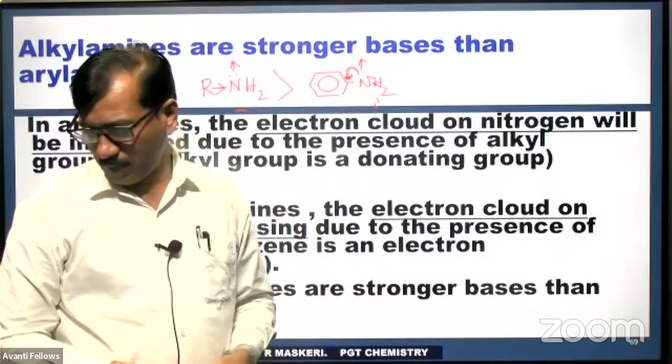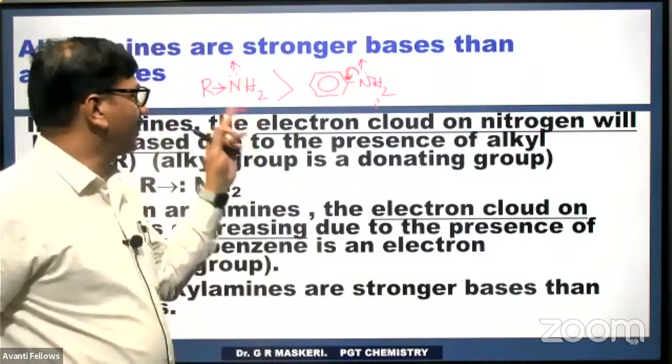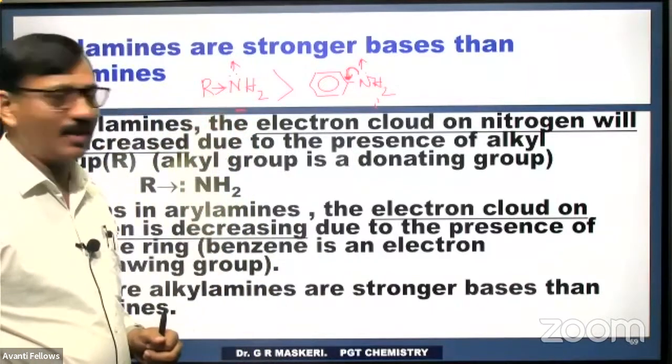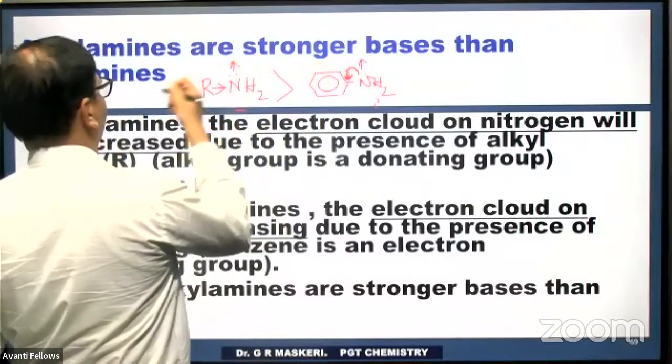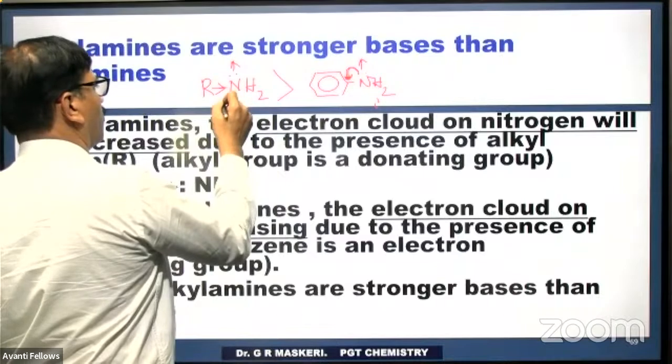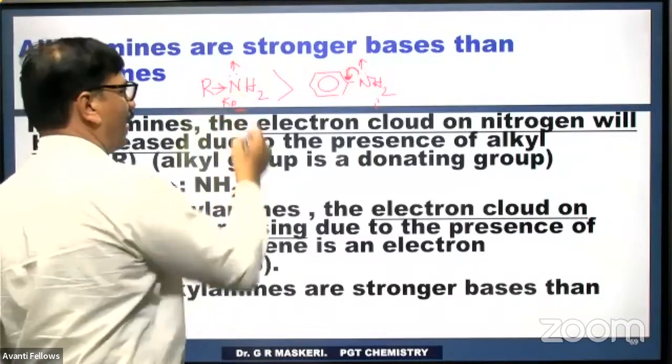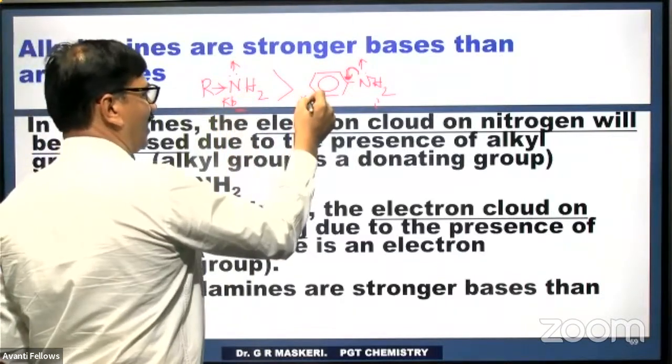Therefore, you can remember why this is more basic than this. So instead of asking this, they may ask like this: alkyl amines have a higher Kb value than aryl amines.